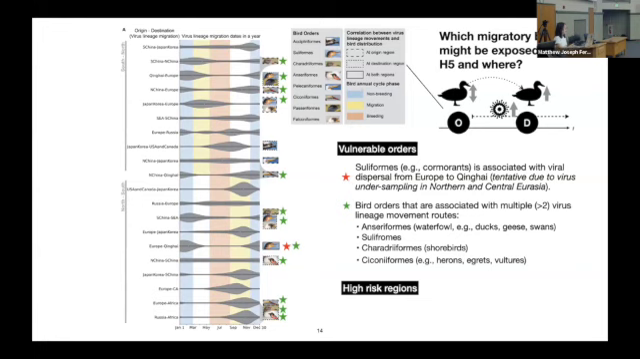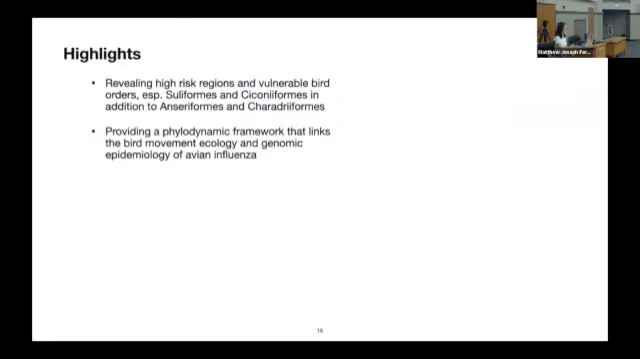We can also use this to identify high-risk regions. There are 3 routes that we found are associated with multiple bird orders. They are Qinghai to Europe, South China to Southeast Asia, and Europe to Africa.